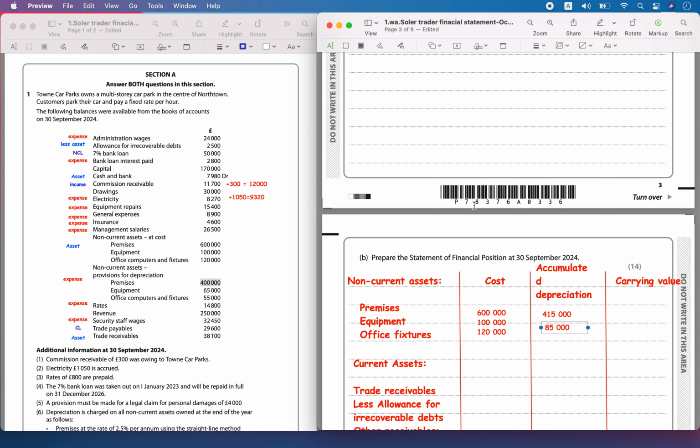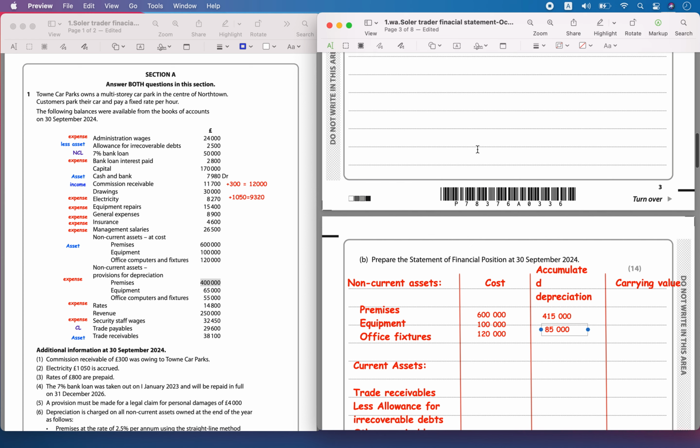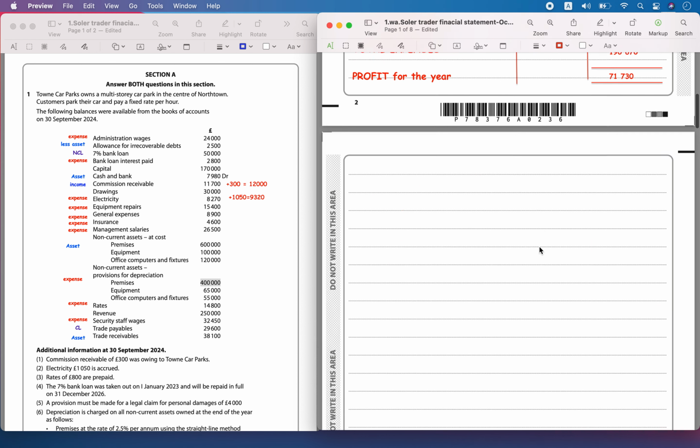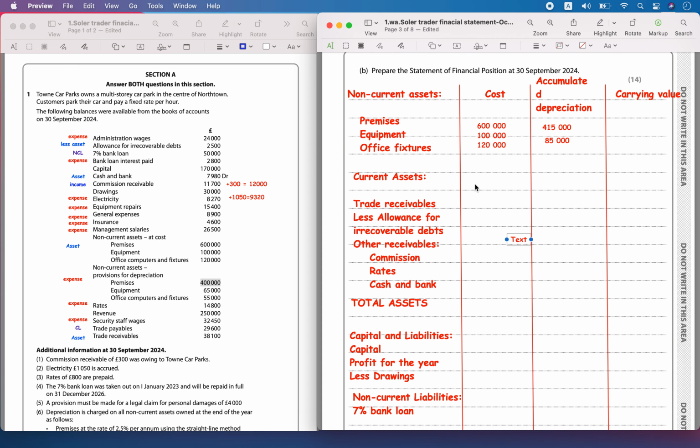Then you have office fixtures, office computer and fixtures. The accumulated depreciation was 14,800 plus 13,000, so it will be equal to 27,800. The accumulated provision was 55,000 plus 13,000, that is 68,000. So that is the provision: 55,000 plus 13,000 is equal to 68,000.